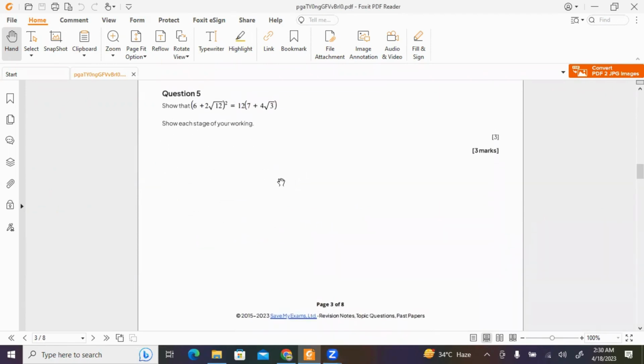Now, if you look at question 5, it says show that the left-hand side equals the right-hand side. So on the left-hand side, we have 6 plus 2 root 12 whole square. We have to convert it into the terms on the right-hand side. So what I'm going to do is rewrite this as the bracket being multiplied by itself. I'm going to expand the bracket.